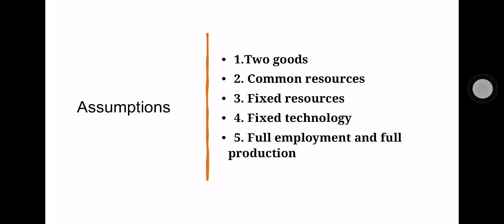And then common resources. This means that the same resources used in making wheat will be used in making dal. That is another assumption. And then fixed resources. Let's take fertilizer. Fertilizer is a common resource used in both wheat production and dal production. Fixed resources means, assume at the beginning when we draw the PPC, we had 50 kilos of fertilizer. We assume that when the PPC is drawn, the amount of fertilizer will not change, right? It will remain constant.